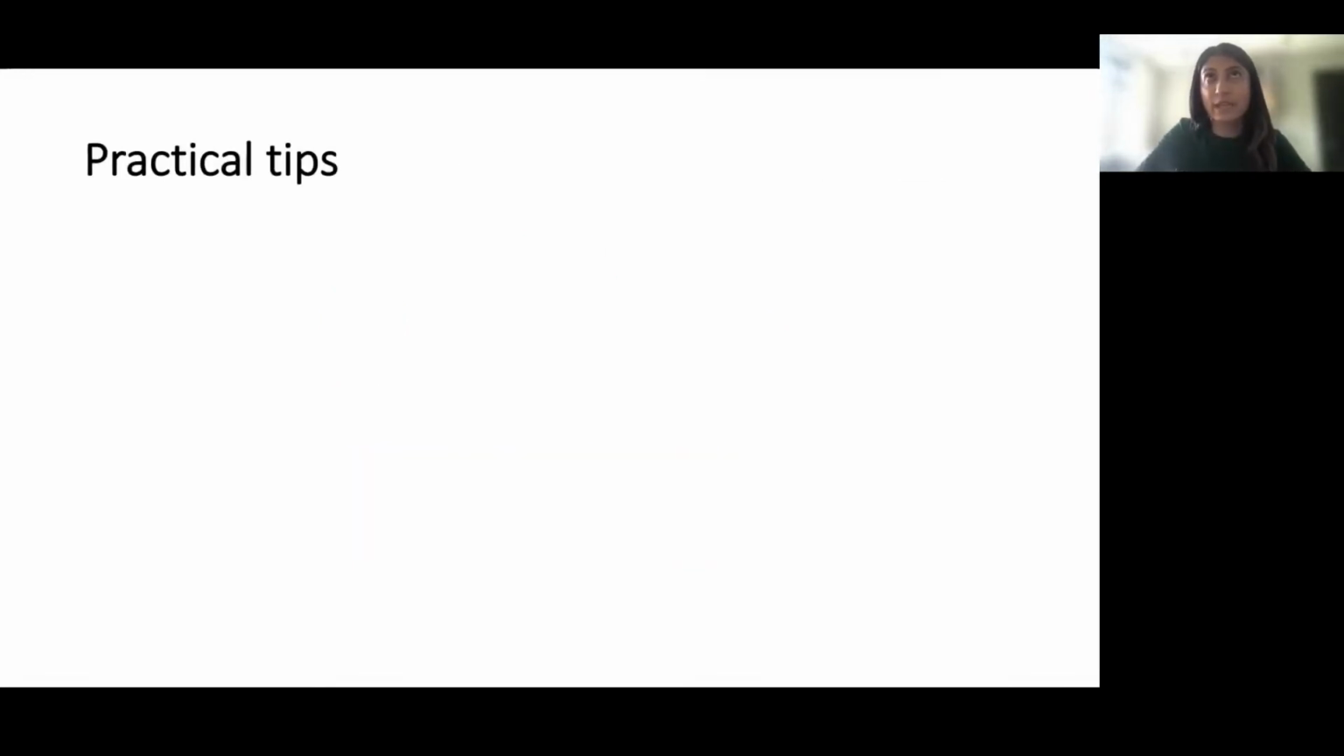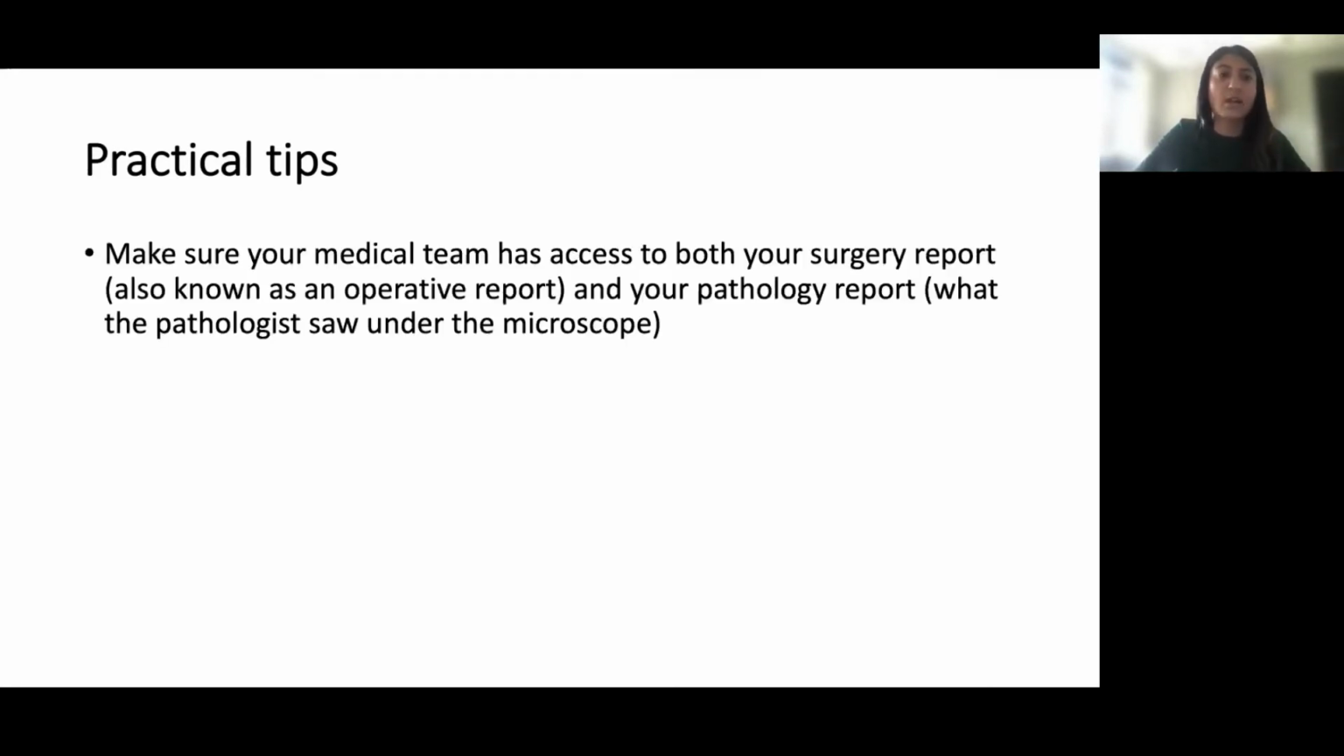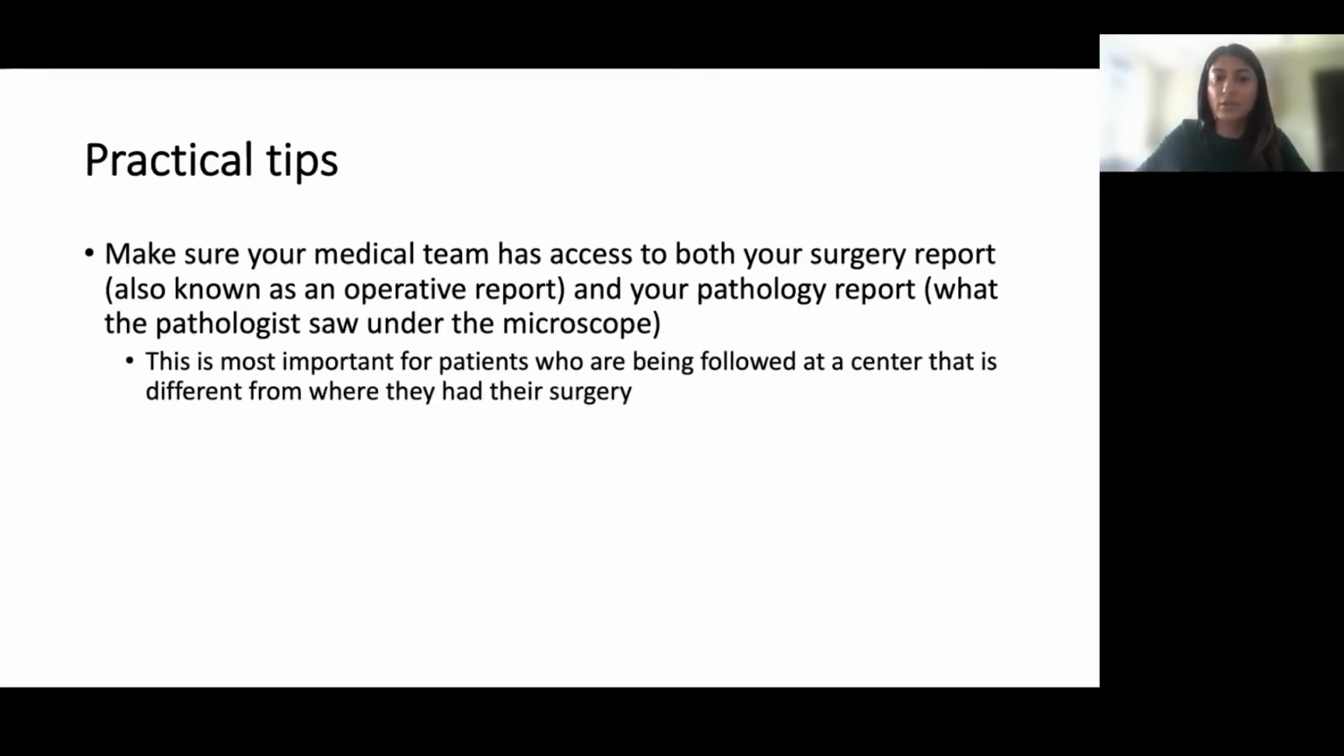So here are some practical tips when thinking about our initial risk, so is my tumor a low risk tumor, an intermediate risk tumor, that sort of thing. First, make sure your medical team has access to both your surgery report, also known as an operative report, and your pathology report, which is what the pathologist saw under the microscope. That's most important for patients who are going to be followed at a center that is different from where they had their surgery or their workup. Sometimes I'll see patients who were in the United States or elsewhere, and then they come to Canada having had their surgery elsewhere. It's super helpful to me to have copies of the reports to go through and see what the size of your tumor was, whether there were lymph nodes involved, and whether the surgeon got the whole thing out. All of that helps tremendously in understanding how I should be monitoring them.